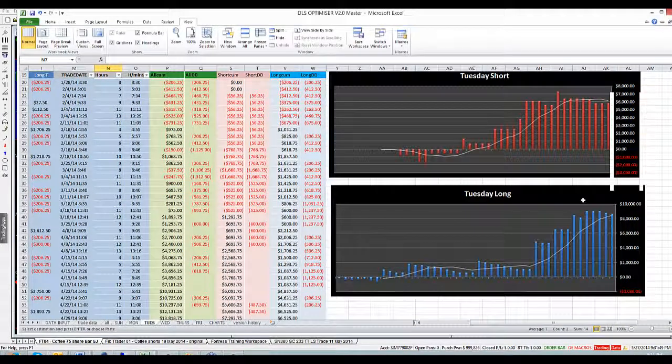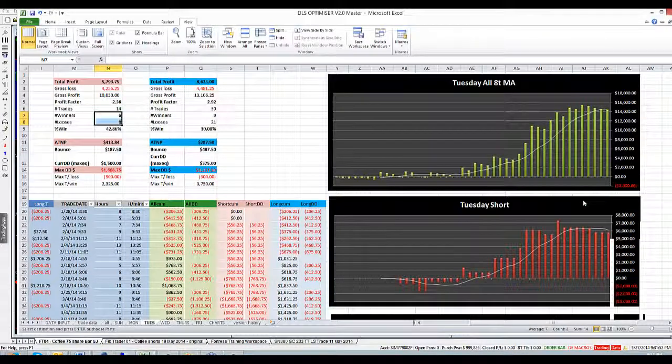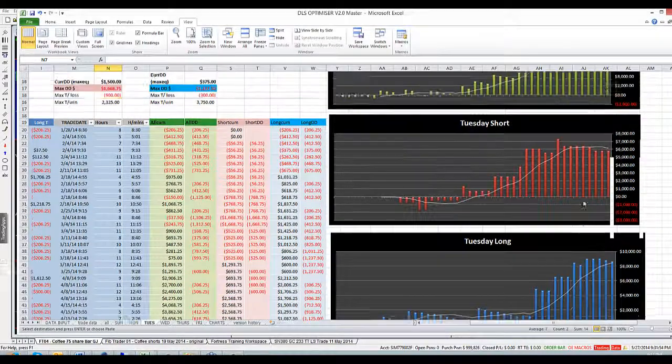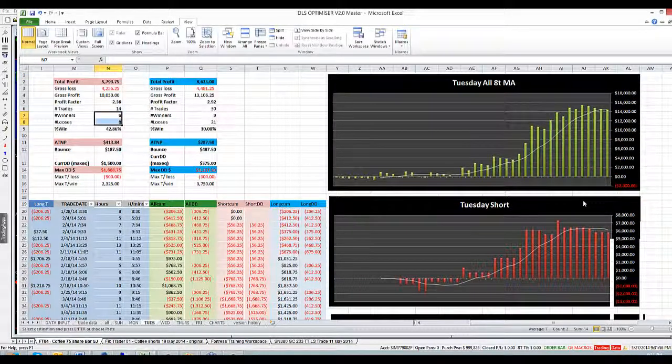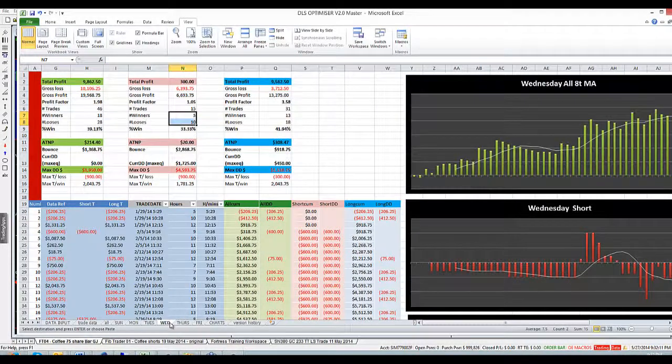So your system is going to be in drawdown at some point. So to me, I would probably leave both Tuesday long and short on. Does everybody agree with that? Yep. So we'll move on to Wednesday.